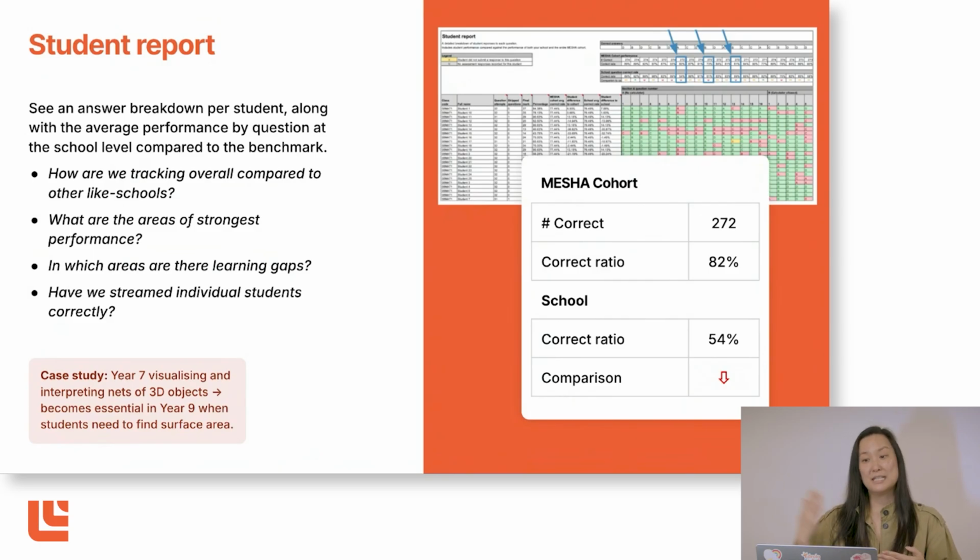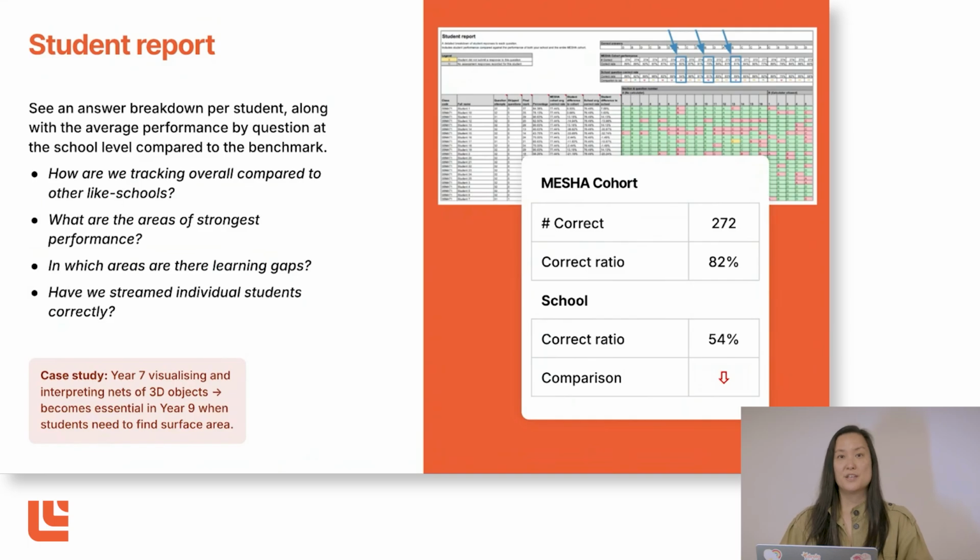And what is really helpful when you're looking at all of the students is if you are streaming your classes, and in New South Wales, especially as you're moving into stage 5 and getting ready to go into the different pathways of advanced and standard, you can see if you've streamed those students correctly. So a case study using this from our Victoria pilot is that there was a school that was looking across at all of the questions. And notice there's one question where they did perform really low. And they were able to then look at the entire MESHA cohort and saw that the cohort in general also scored really low.